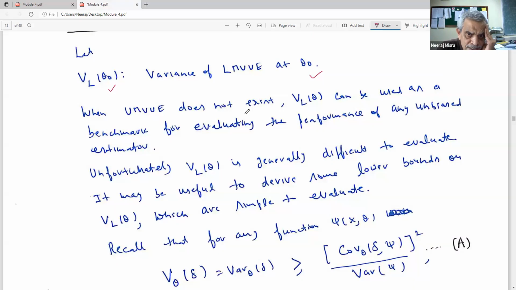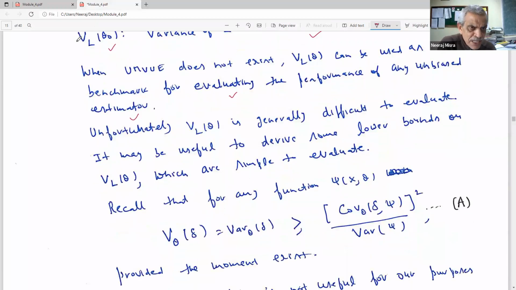Now when UMV does not exist, that VL theta can be used as a benchmark for evaluating the performance of any unbiased estimator, because this is the best possible variance you can have. It is the variance of a locally minimum variance unbiased estimator at theta naught. So if UMV does not exist for various theta, I compare the variance of a given estimator with this benchmark. And that would give us an idea of how good a given estimator is.